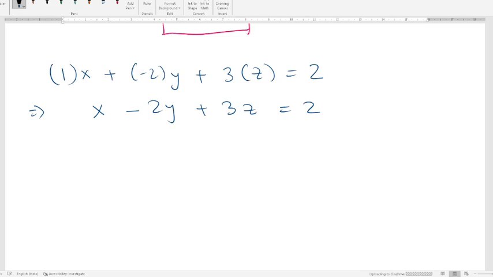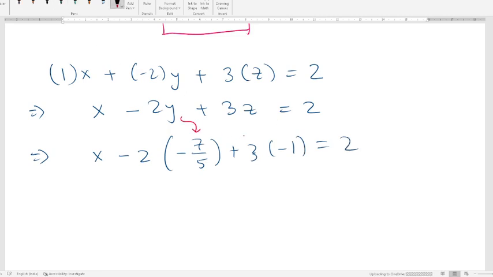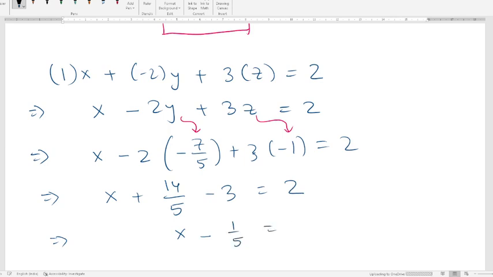This is exactly the same equation that we had started off with. But now we have got the values of y and z. The value of y is negative 7 by 5 and the value of z is equal to minus 1. So we substitute those values here. Instead of y, we write down minus 7 by 5. Instead of z, we write down negative 1. And then we are going to solve it completely. So this becomes x plus 14 by 5 minus 3 is equal to 2. So this would be x minus 1 by 5 is equal to 2, right?